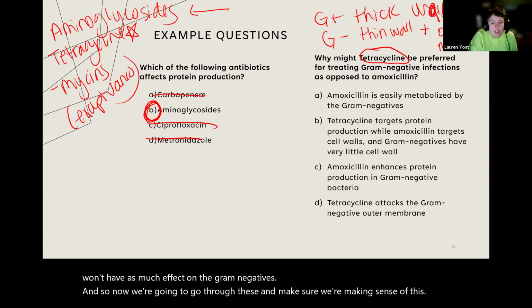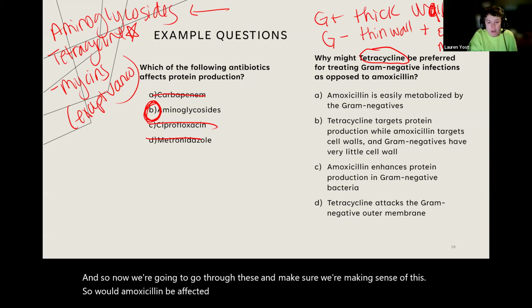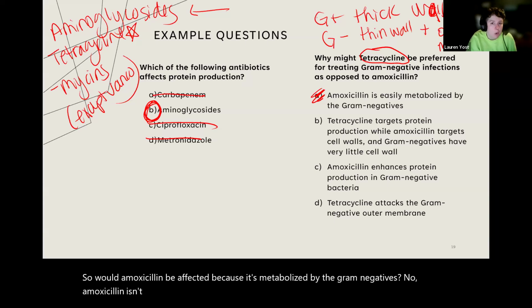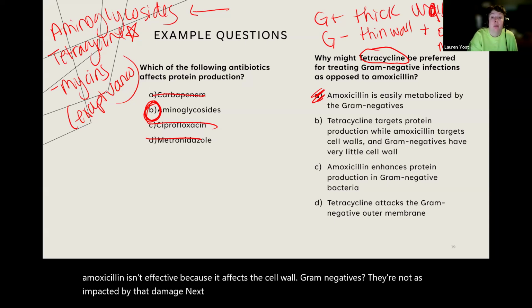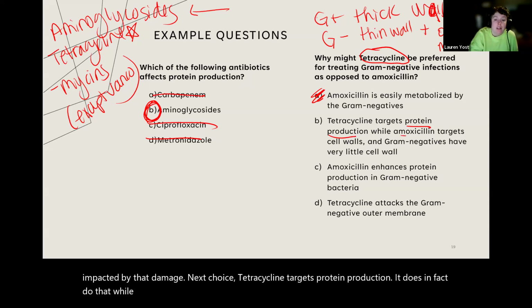So would amoxicillin be affected because it's metabolized by the gram-negatives? No. Amoxicillin isn't effective because it affects the cell wall. Gram-negatives, they're not as impacted by that damage. Next choice, tetracycline targets protein production. It does in fact do that. While amoxicillin targets cell walls, it does do that. And gram-negatives have very little cell wall. Exactly.